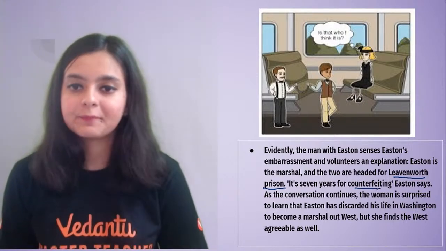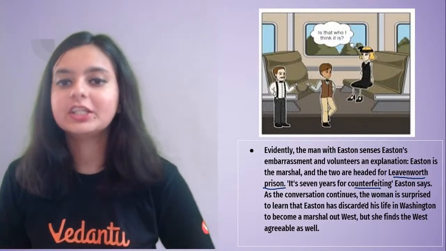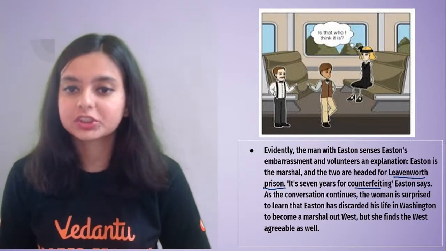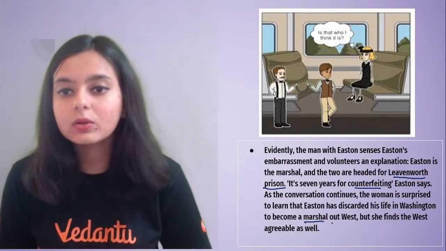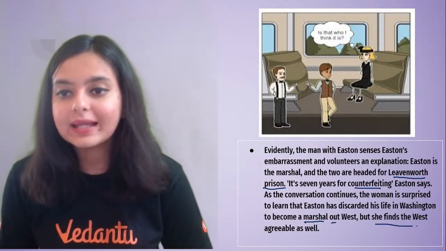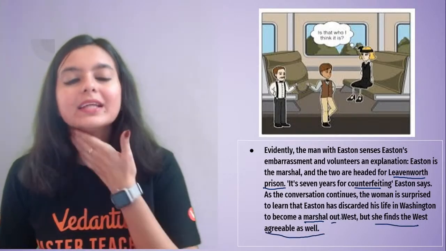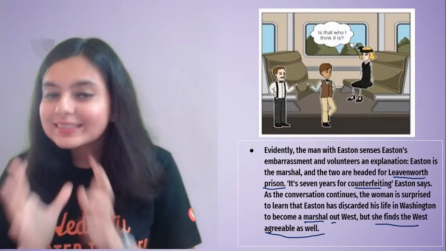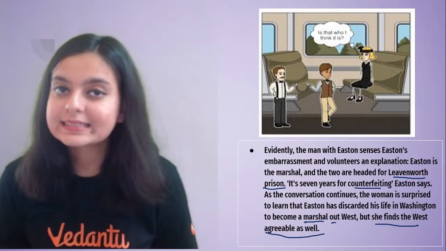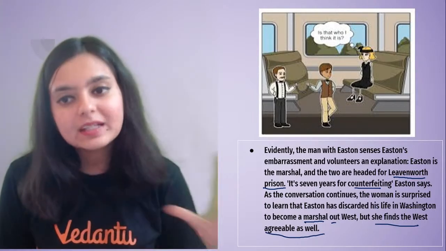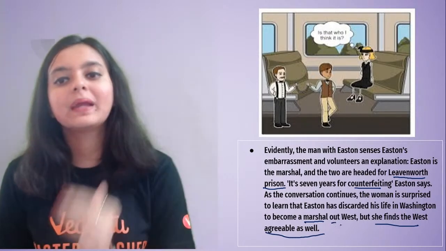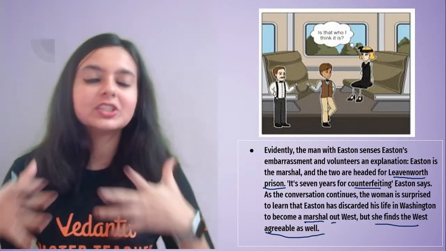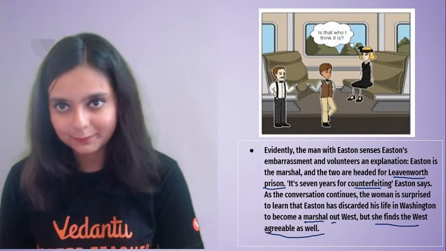For counterfeiting. Okay. And as the conversation continues, the woman is surprised to learn that Easton has discarded his life in Washington to become a marshal. Out marshal, but she finds the West agreeable as well. Right. So what she understands is Mr. Easton is the marshal and he has left his life in Washington to become a marshal, right? But she also finds West quite agreeable and she tries to talk about West as well, right?